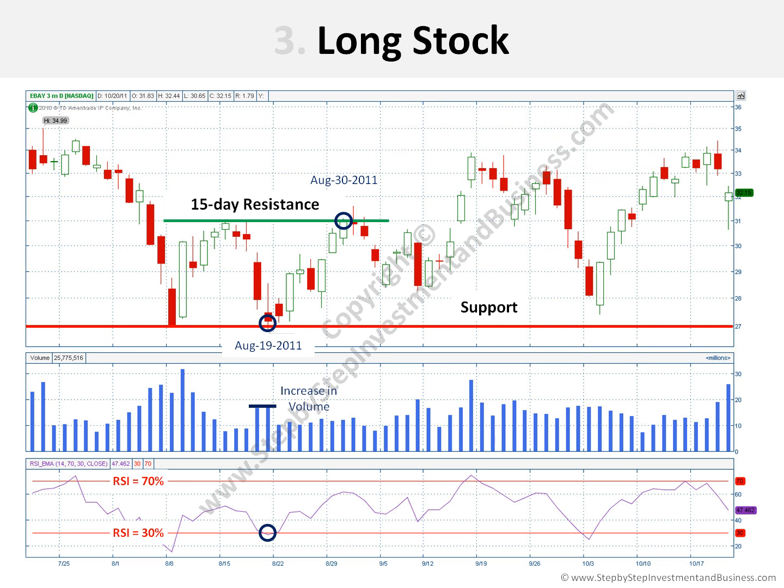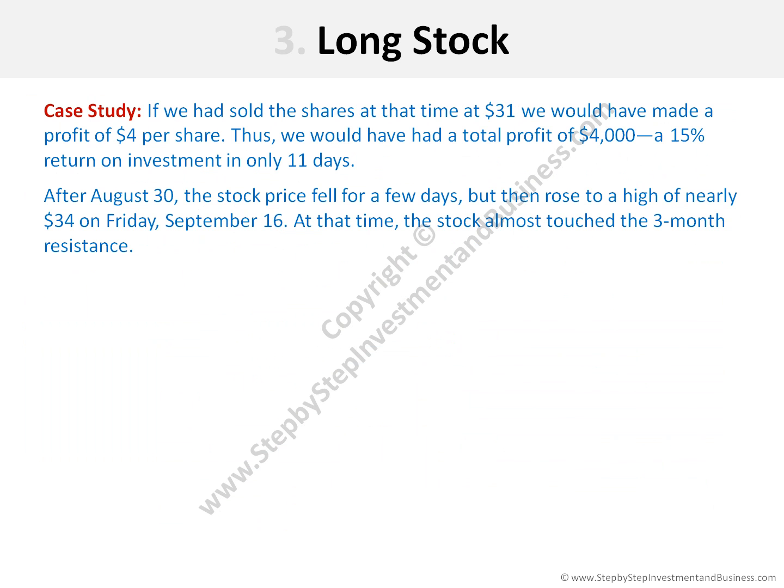We bought the shares on August 19, the day we got the bullish signal, and a few days later, on August 30, the stock reached the price of $31, touching the 15-day resistance. If we had sold the shares at that time at $31, we would have made a profit of $4 per share because we had bought at $27. Thus, we would have had a total profit of $4,000, making a 15% return on investment in only 11 days.